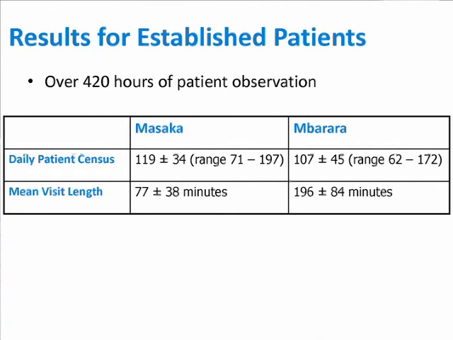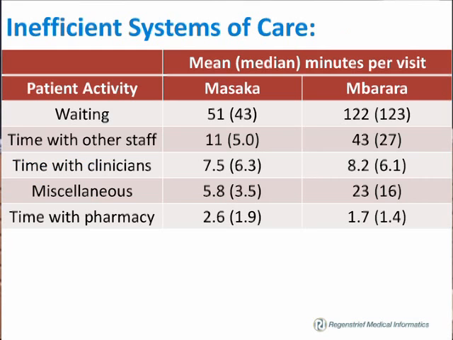And then let's go to the other side of the patients in terms of what happened to patients. First of all, we look at the census. About 119 patients, 107 at the other clinic, but the range is, one day they get 71, the other day they get 197. Same with the other clinic, 62 and 172. And then the mean patient visit length was 77 minutes with a lot of variability, and then 196 minutes at the other clinic.